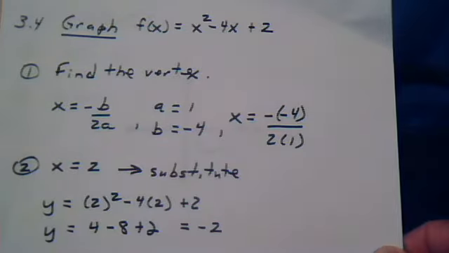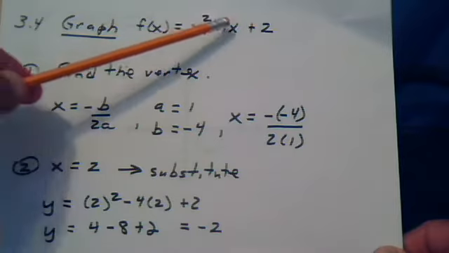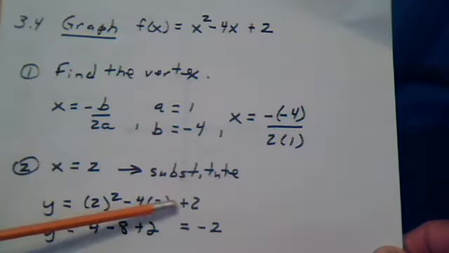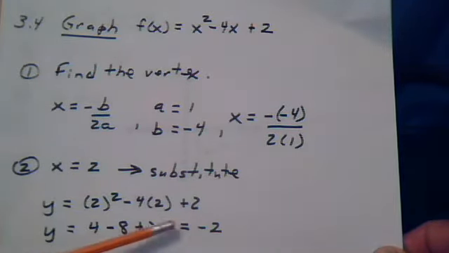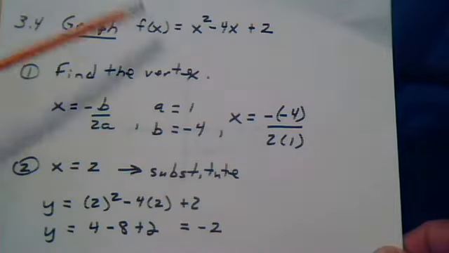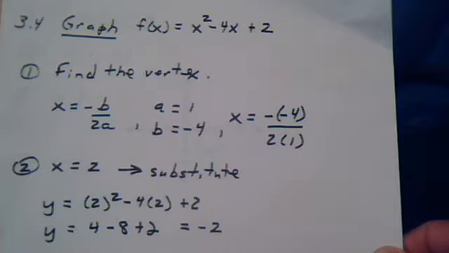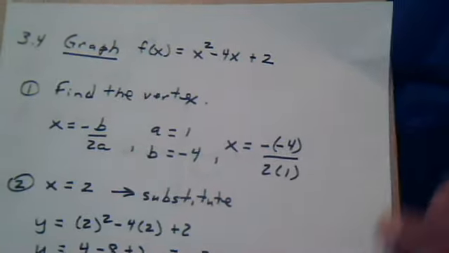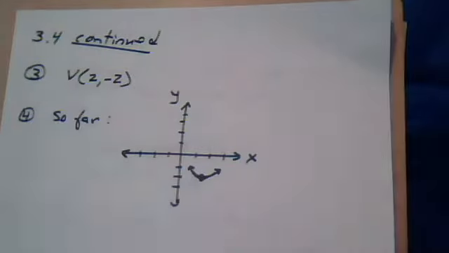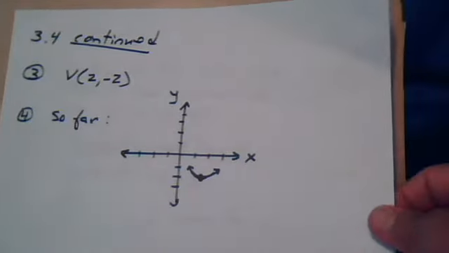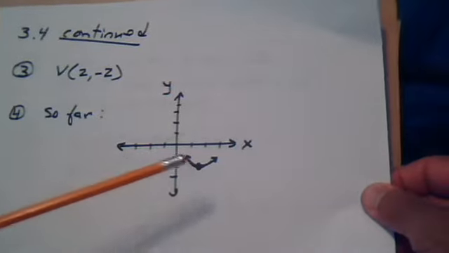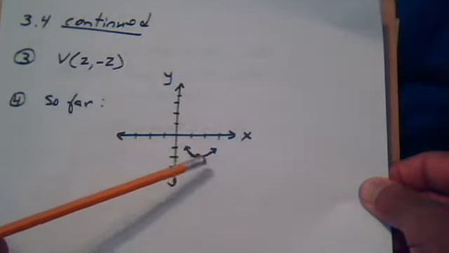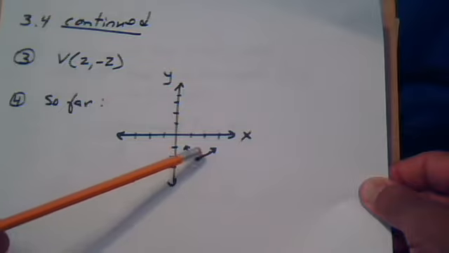To find its y partner, plug this x back into the equation, simplify, and you get y equal negative 2. Remember, y and f of x are the same thing. So now we know the coordinates of the vertex. If we were to graph at this point, this is how much we would be able to graph. Notice this is 2, comma, negative 2.